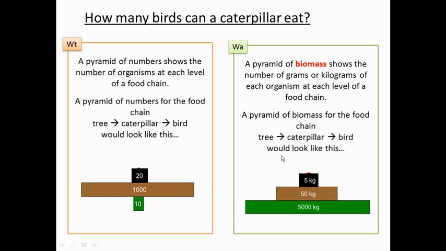For working at, a pyramid of biomass shows the number of grams or kilograms of each organism at each level of the food chain. Okay, so if we're sketching this pyramid of biomass for this food chain again, we've got 5,000 kilograms of a tree at the bottom, because that one tree is going to weigh a lot. Then caterpillars have a smaller biomass than the tree, and birds have smaller biomass than all of the caterpillars, okay? So it will be this regular pyramid shape.